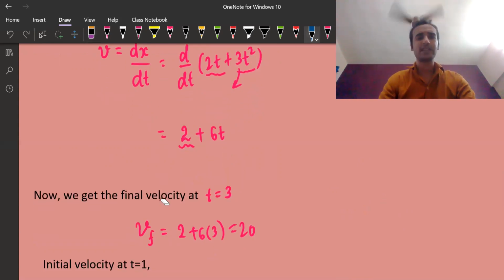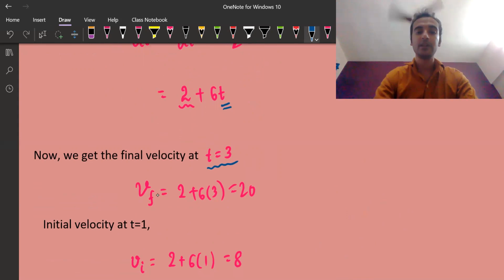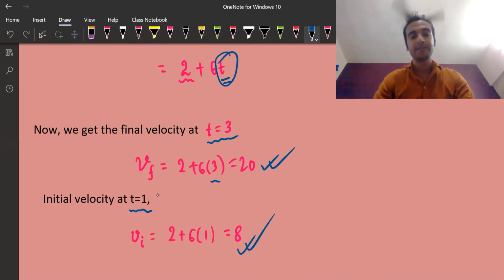Now the question becomes very simple. We simply have to substitute the value of time here. So to get the final velocity, that is at t = 3 seconds, we just substitute time here. t = 3, so we get velocity equal to 20. And in the same manner, we get the initial velocity, that means at t = 1. We put t = 1 in this expression. We get initial velocity equal to 8.